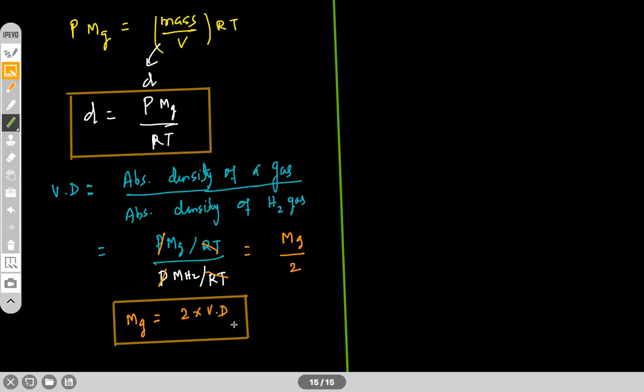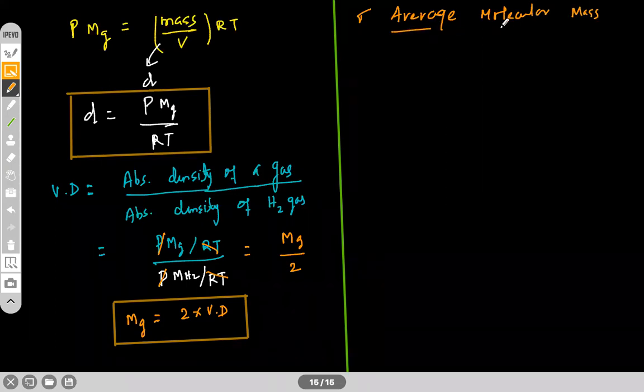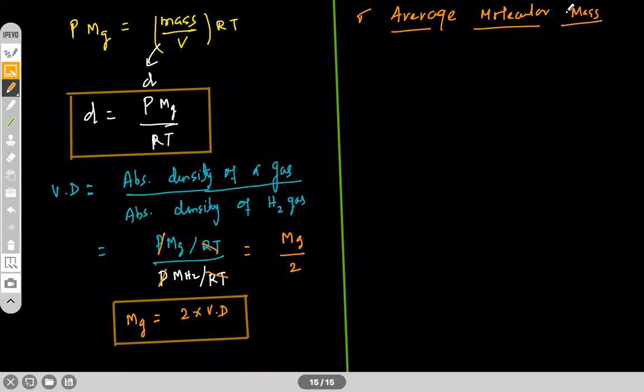Okay, so this formula we have done. There is one more formula, and we call it average molecular mass. This we also use for the mixture of gases, but the gas must be non-reacting. A mixture of non-reacting gases. Suppose we have 2-3 non-reacting gases.